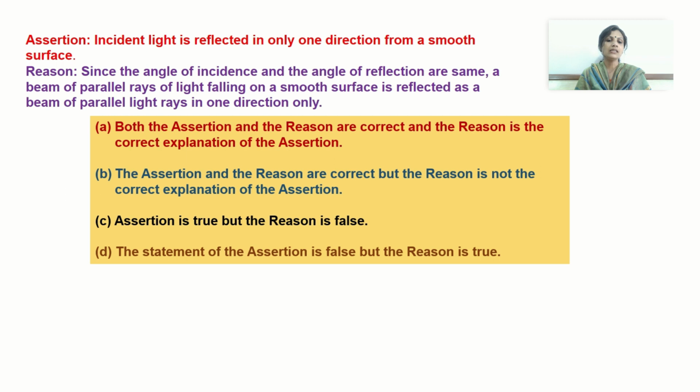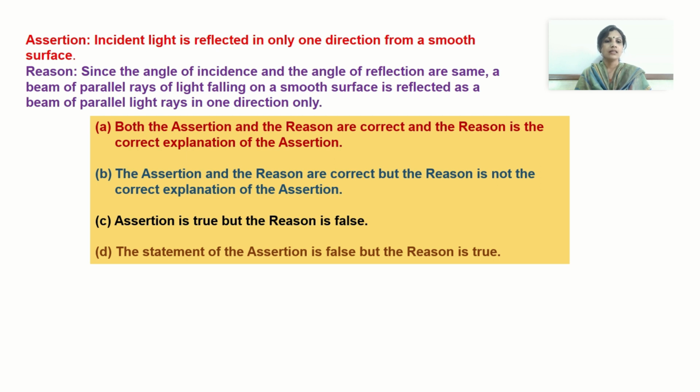Second possibility is the assertion and reason are correct, but reason is not the correct explanation of the assertion. Third possibility is assertion is correct but reason is wrong. And the next possibility is the statement of assertion is false but the reason is true. So in which category are assertion and reason false, that we have to check out. Look at this. Assertion is the incident light is reflected in only one direction from a smooth surface. That's correct. When light falls on a smooth surface, it gets reflected in one direction.